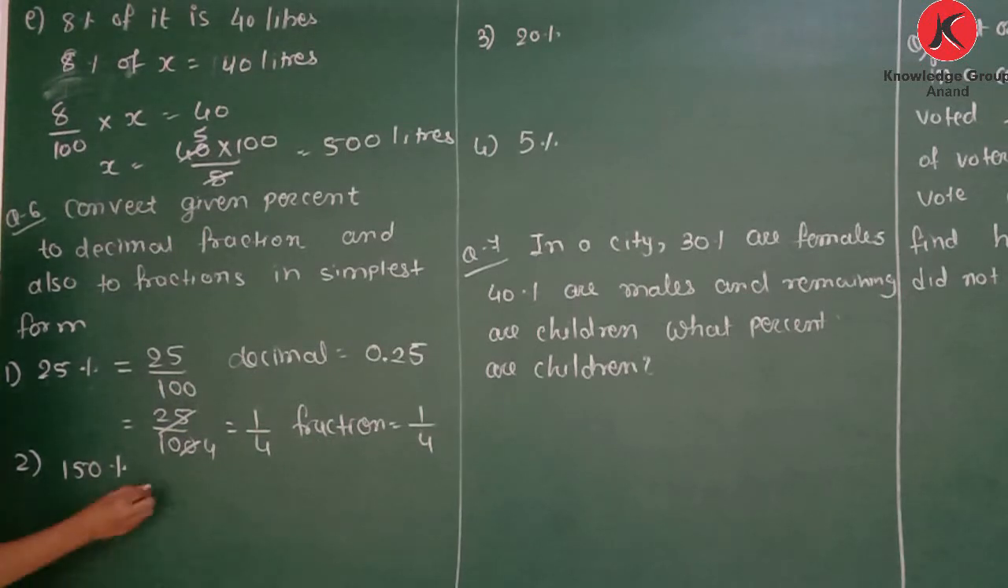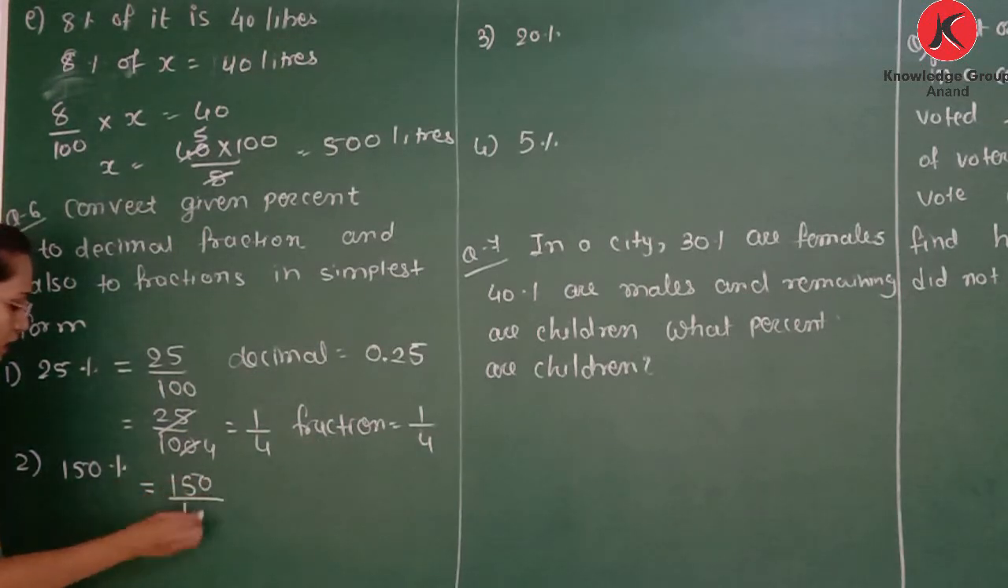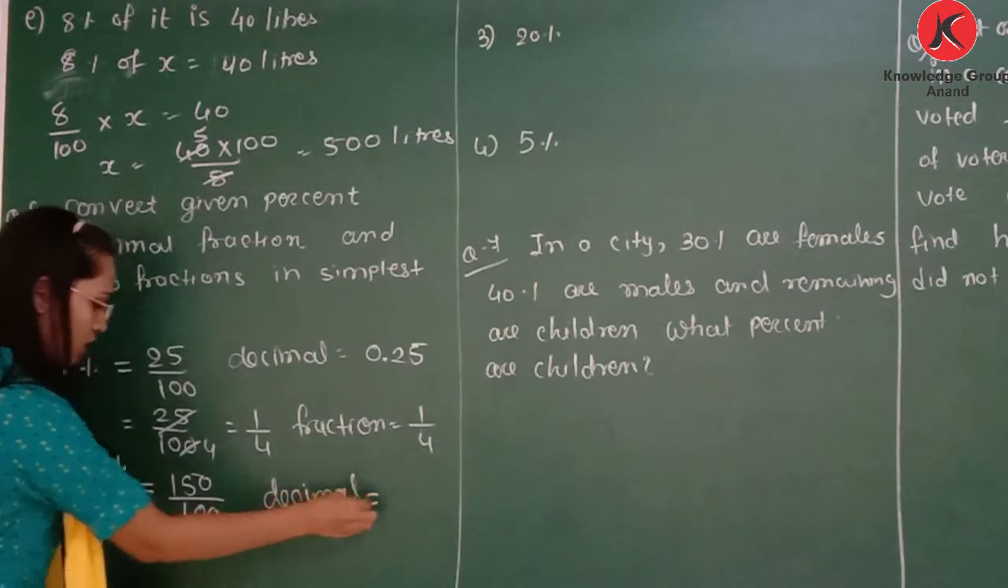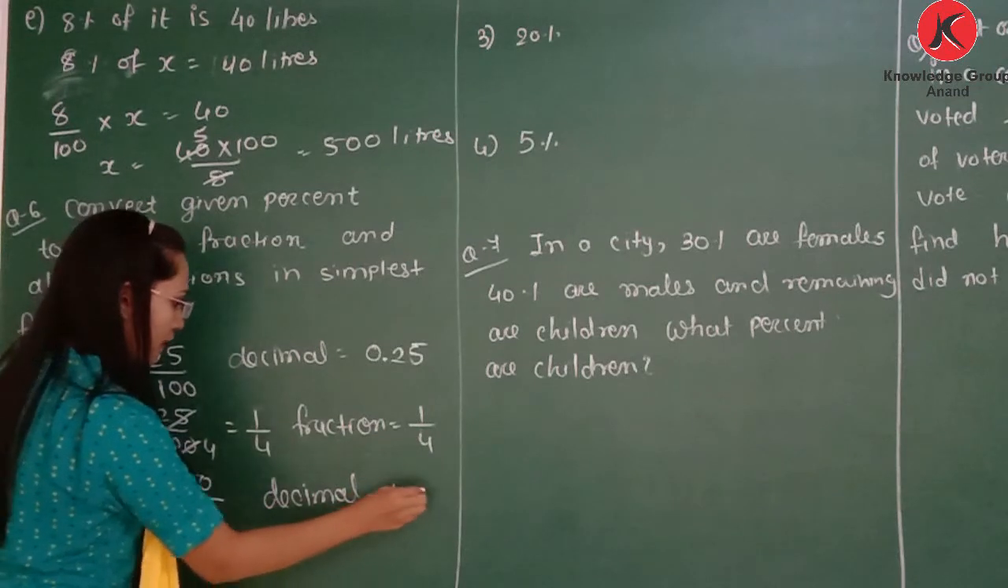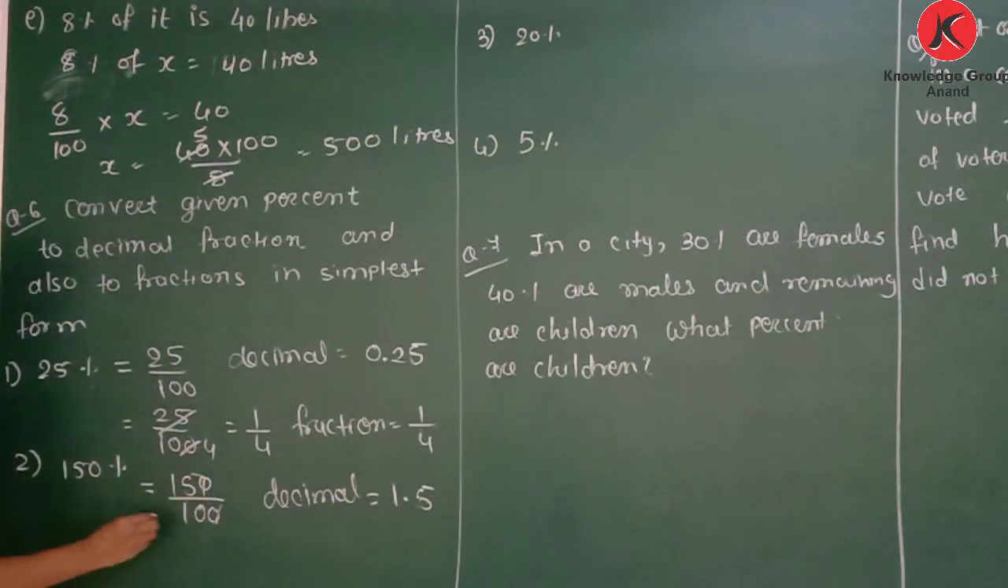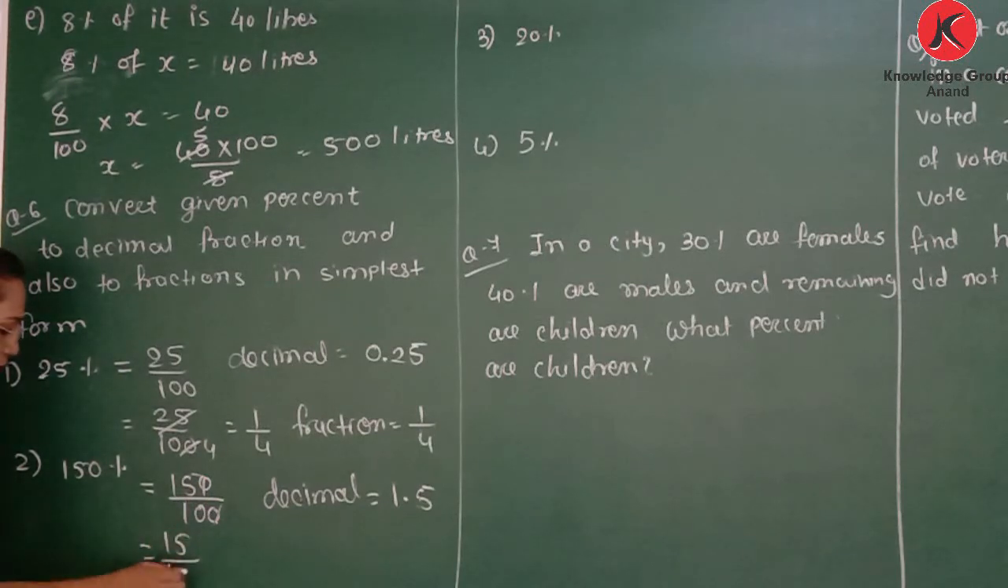150 percentage, so it is written as 150 divided by 100. So as a decimal it is 1.5. We can cut here 0. Now 15 by 10. Here we need to convert it into simplest form.